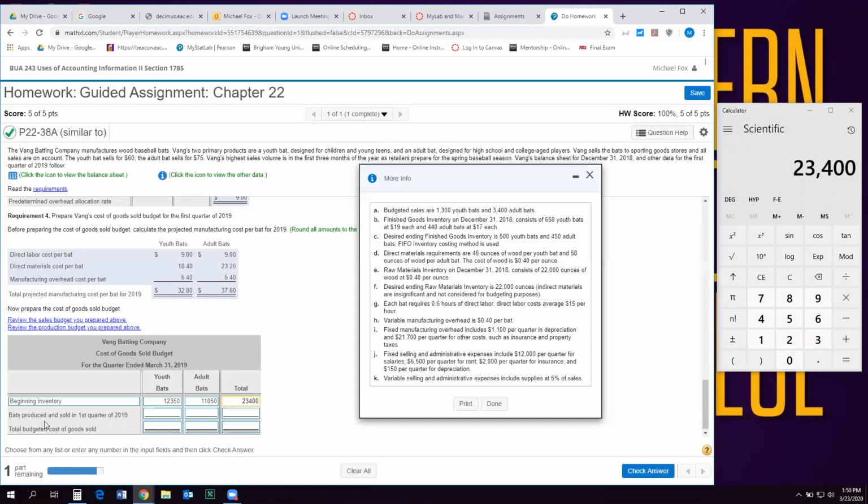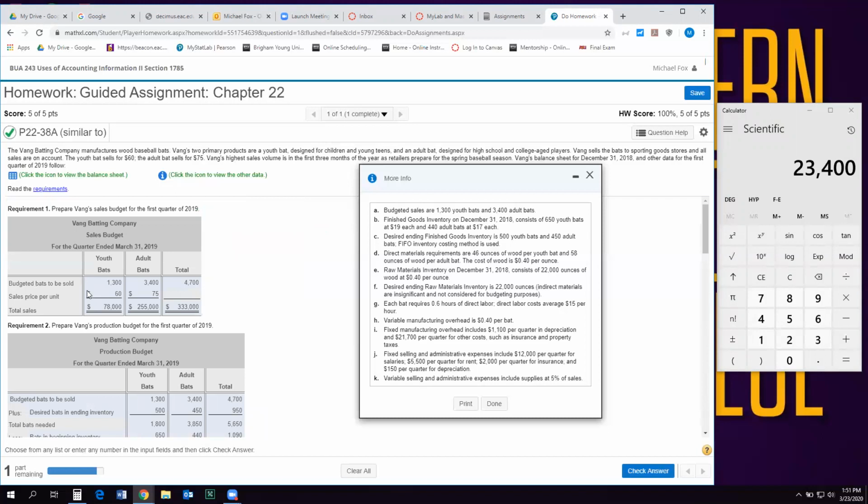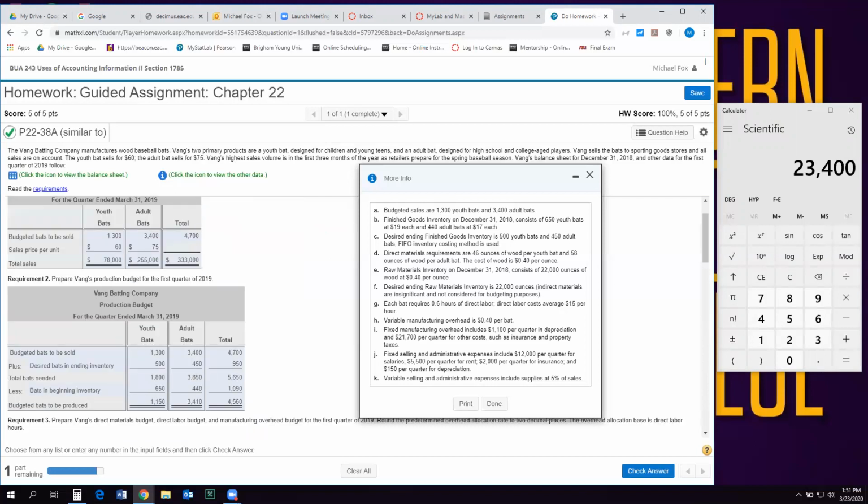Now we have to look at our bats produced and sold in the first quarter. We can't just look at the bats produced because we didn't sell all of them, okay? So we're talking about cost of goods sold. Since we're doing first in, first out, we assume that all this beginning inventory sold plus any other bats that we sold. So what we have to do is go back and look at our sales budget. We think we're going to sell 1,300 of these bats, okay? We had 650 in beginning inventory.